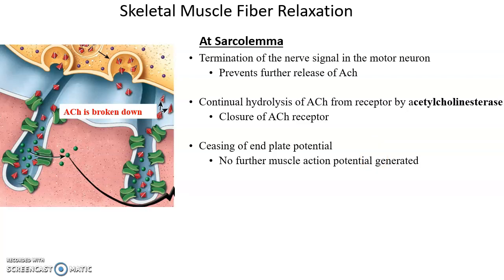So the termination of the signal: when the nerve impulse stops arriving, then no more acetylcholine is going to be released into the synaptic cleft. Then an enzyme, acetylcholinesterase, will come in and break down the acetylcholine found in the receptors, thereby freeing up the receptors, and this will lead to the closing of the ligand-gated ion channels, and so no more end plate potential is being generated, which leads to no new muscle action potential being generated.